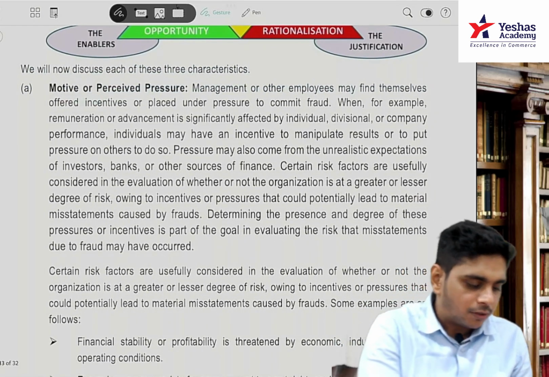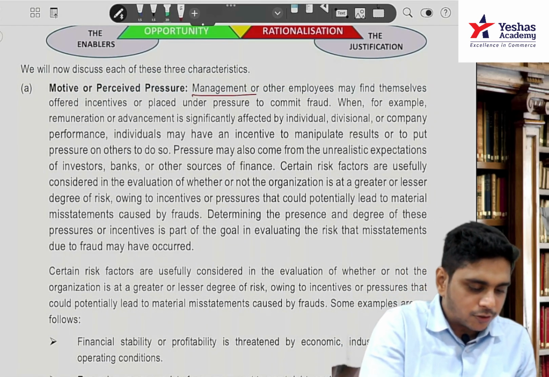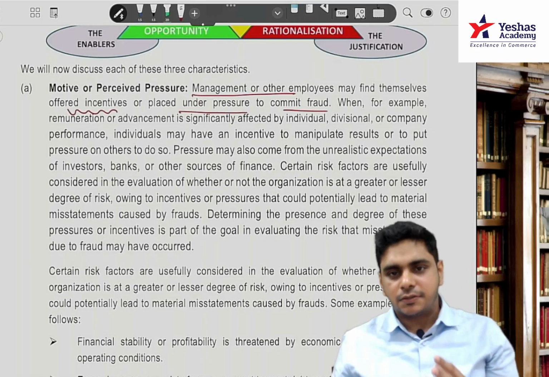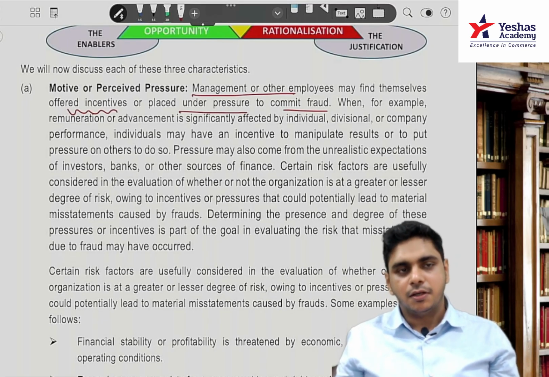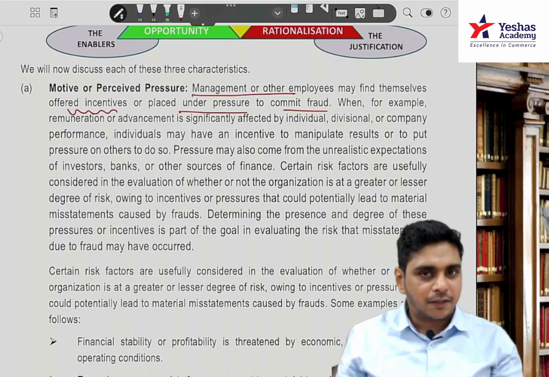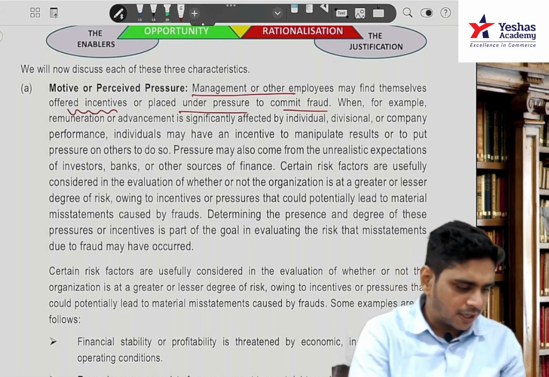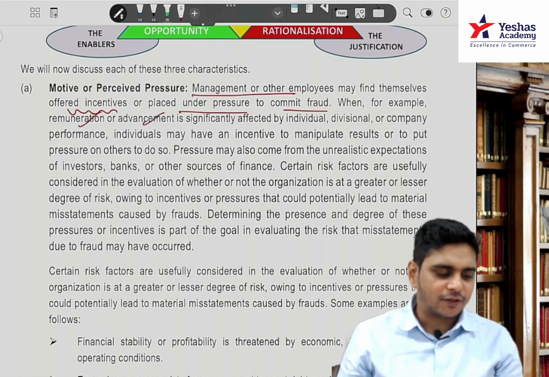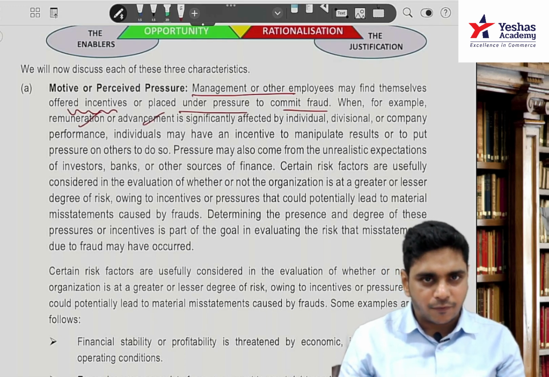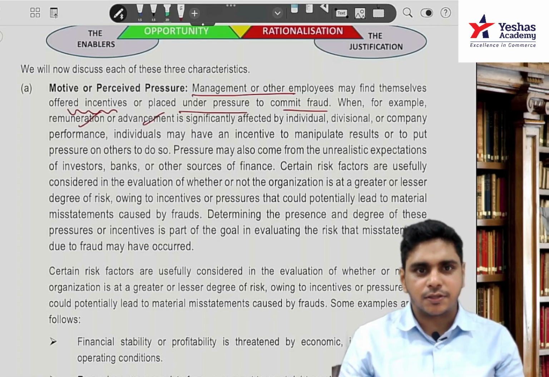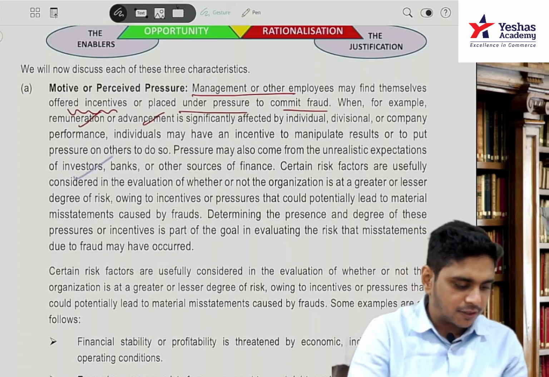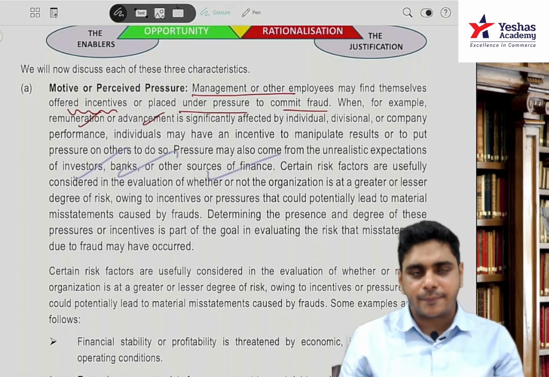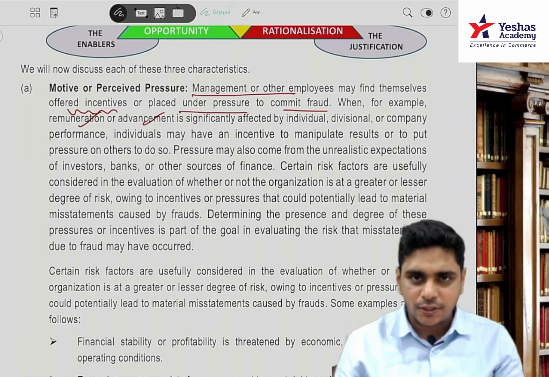Now, management or other employees may find themselves offered incentives or placed under pressure to commit a fraud. You do this transaction, I'll give you 10%. You pass this bill, I'll give you a 5% kickback. For example, extra remuneration or advancement is significantly affected by individual, divisional, or company performance. Individuals may have an incentive to manipulate the result, or be put under pressure to do so. Pressure may come from investors, bankers, and other sources of finance, so employees will try to do the fraud.